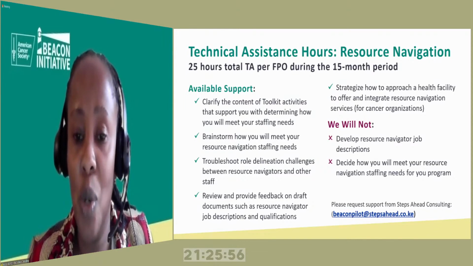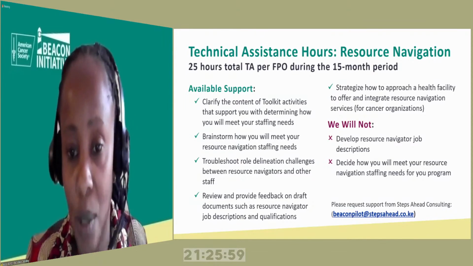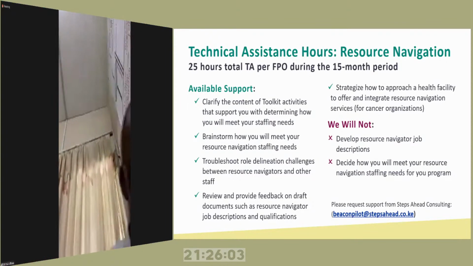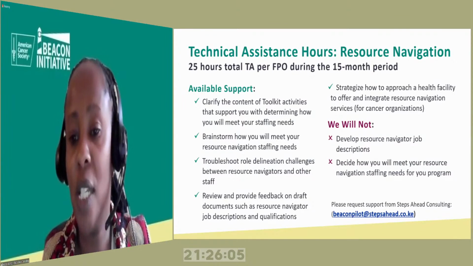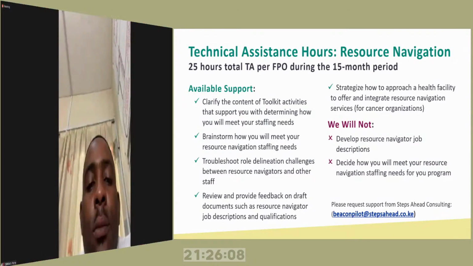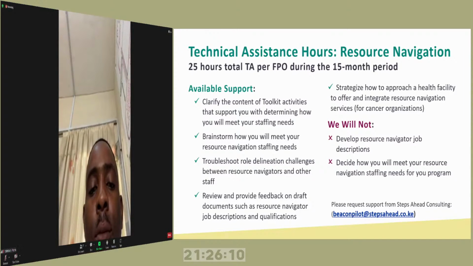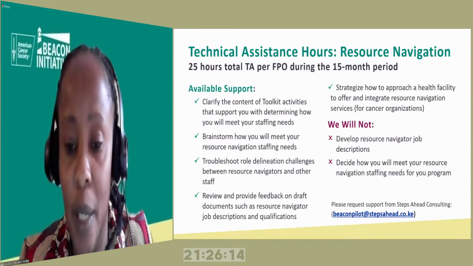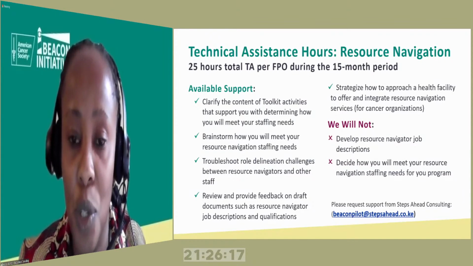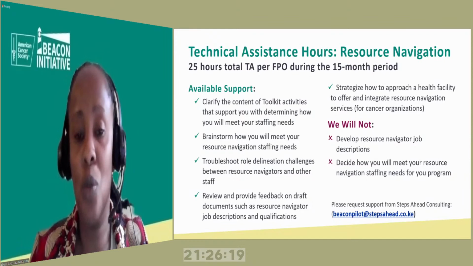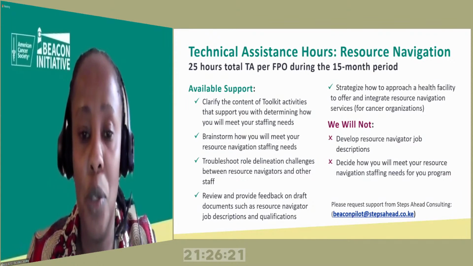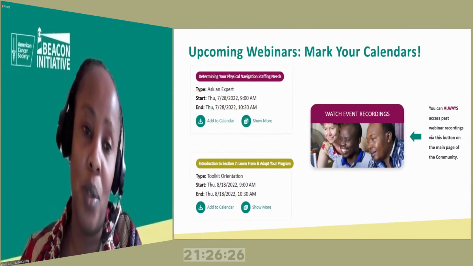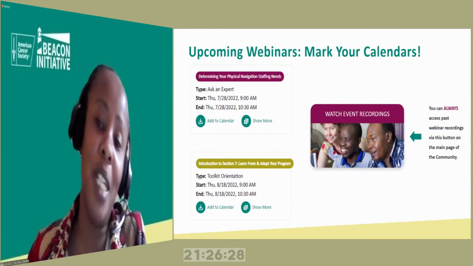What we will not do, as we always insist on, is develop the documents for you. However, we can review those documents or help you decide how you will meet your resource navigation staffing needs. So please feel free to reach out to us, and you do know the email by which you can reach us, which is beacon@stepsahead.co.ke.